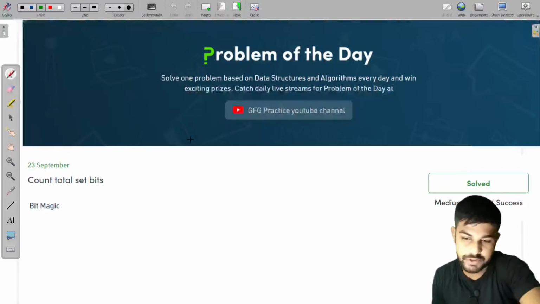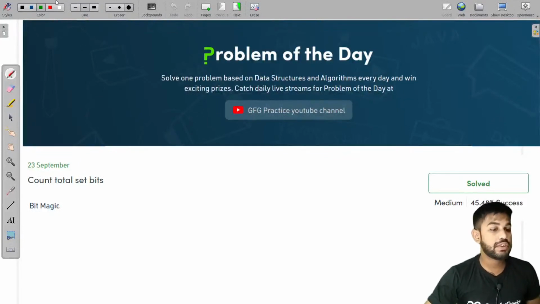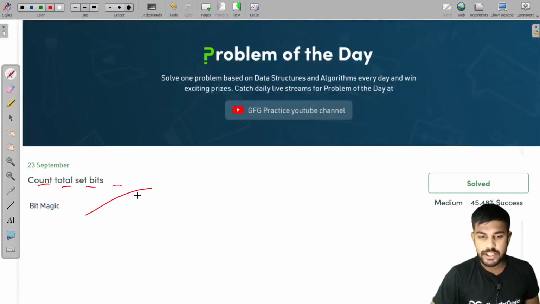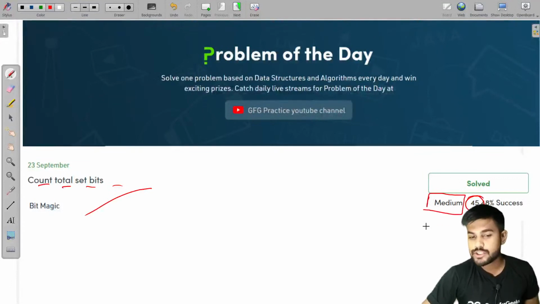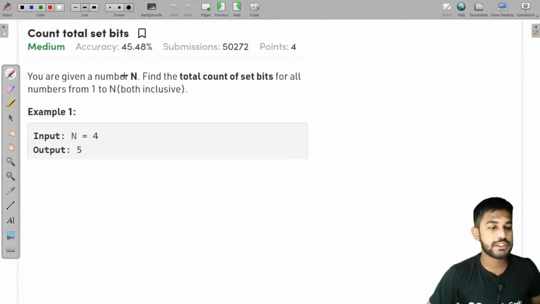Good afternoon everyone, by the way. Okay, so we would start right away. Today we would be doing yesterday's problem of the day, that is count total set bits. This is a bitwise problem, the success percentage of this problem is 45%, and the difficulty level is medium. So let's move forward with the problem statement explanation.